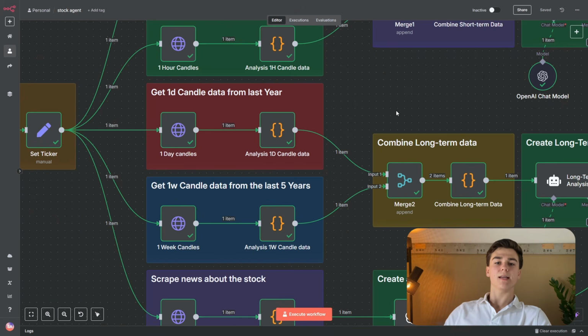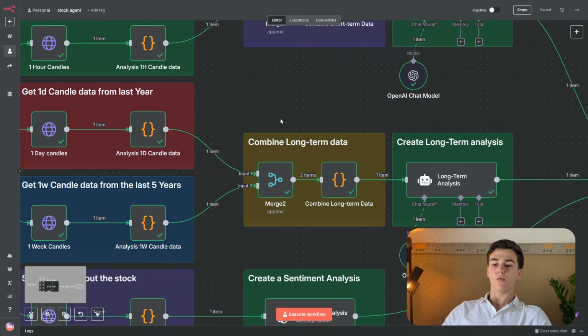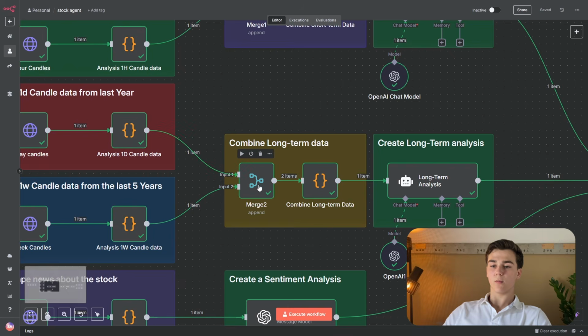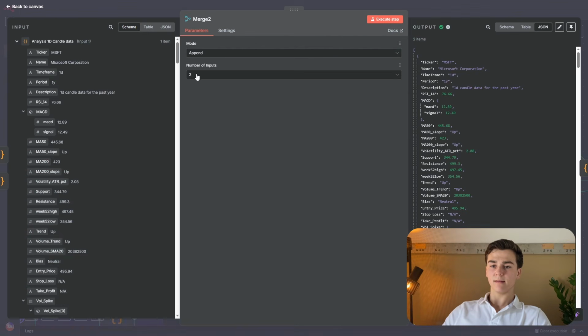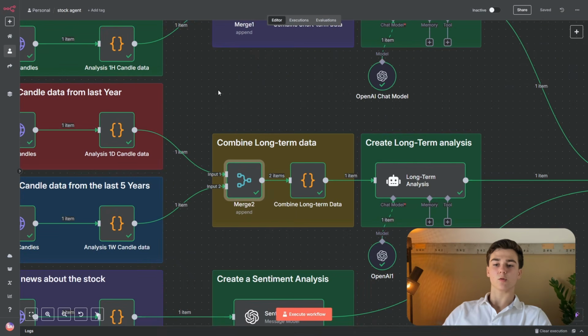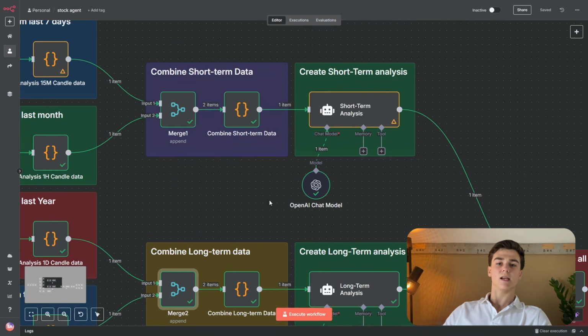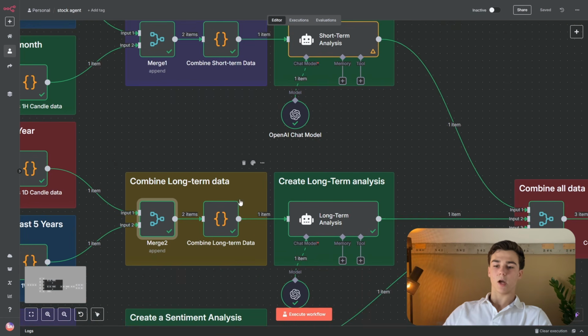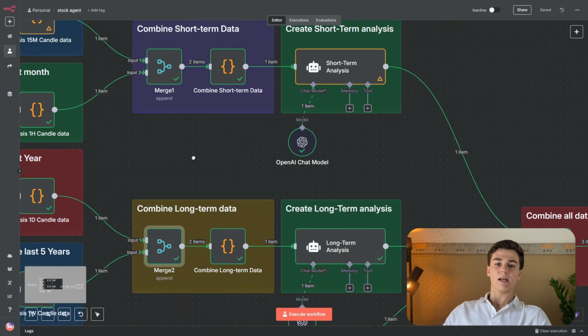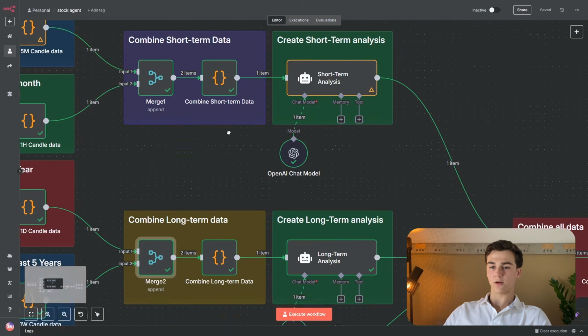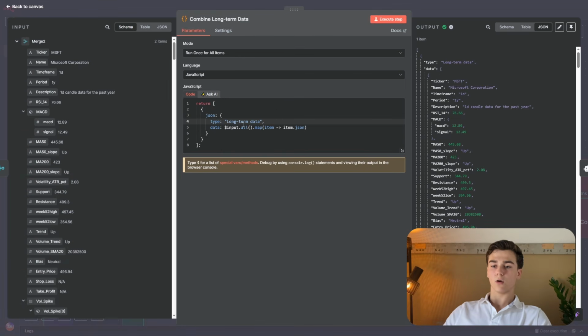Now that we made all of the calculations for the long-term analysis, we will merge the data again. So here we will merge the data. So we'll do append, and then the number of inputs will be 2 because we only have 2 inputs. After the merge node, we will send the data to the code node, where we will combine the long-term data. And this is exactly what we did with the short-term data. So here we will just append the name, so we know that the data is from the long term and that we know that the data is from the short term. So in this script, you will do type long-term data, and then the data will be input all. So this will be all of the input from the merge node.